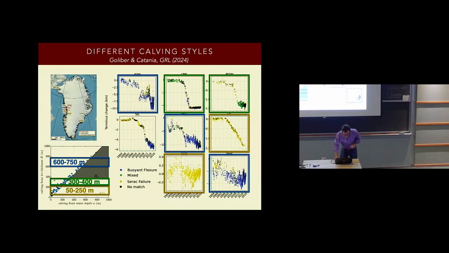Sermilik is a very cool case because it retreated into deeper waters. So it was grounded in some shallow waters, and it had only 300 meters thickness up to 2010 or so. And so it was calving through serac failure mostly. And then it retreated into thicker waters, so its frontal thickness actually increased, and it transitioned to large buoyant flexure calving. And so I think we can tell you why that happened, right? Because you transitioned from that mode where it's stable to something that's less stable.